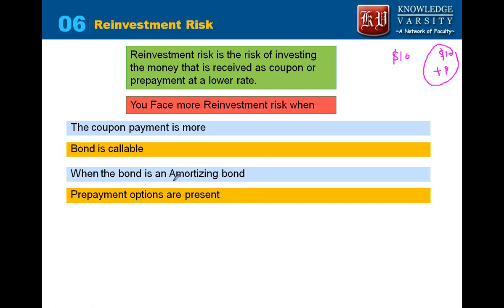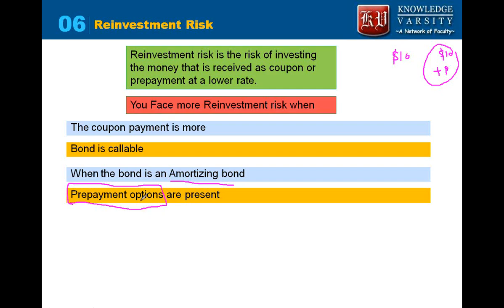So when a bond is an amortizing bond, it pays this and you are faced with more investment risk. And when prepayment options are present, callable is a kind of prepayment option, but let's say an accelerated sinking fund provision is present. So that is increasing the risk. Or in the case of an amortizing bond, when the interest rate falls, more and more people will prepay.